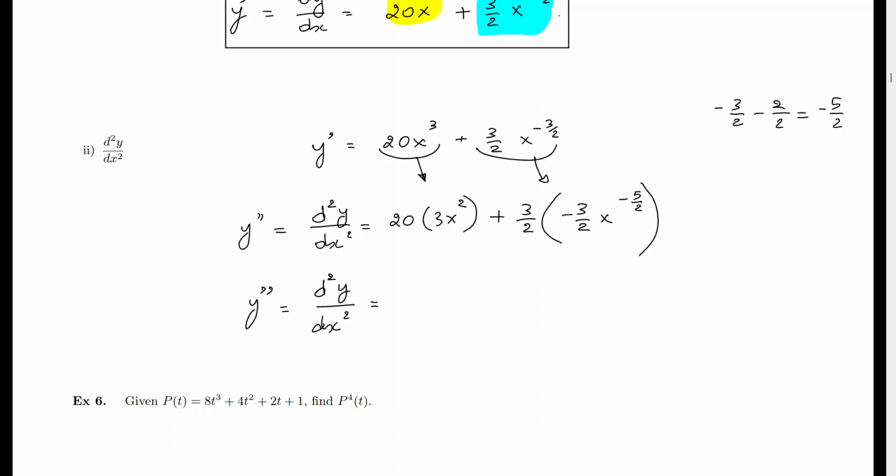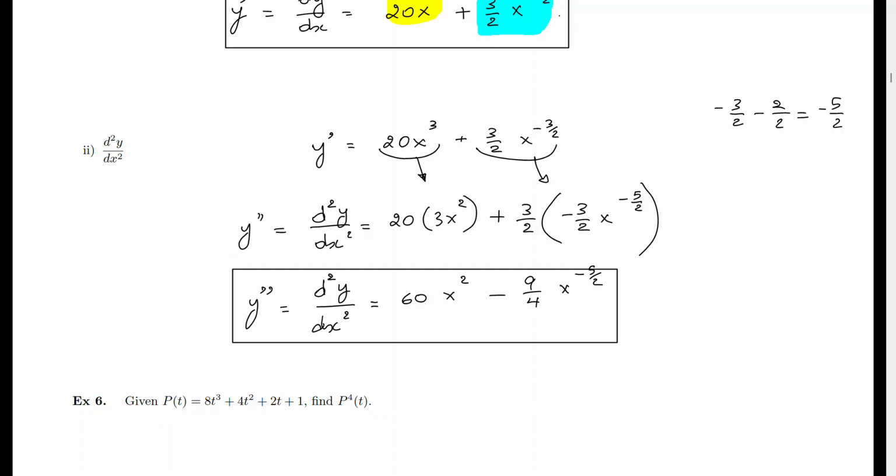Anyway, the 20 times 3 is going to be 60 with the x squared. Then 3/2 with the -3/2, we multiply those to get -9/4, and x has power -5/2. And that's the end. So it's not terribly difficult. It's just a little bit weird because you have to create the expression that you need to differentiate first, but that's how you do this.